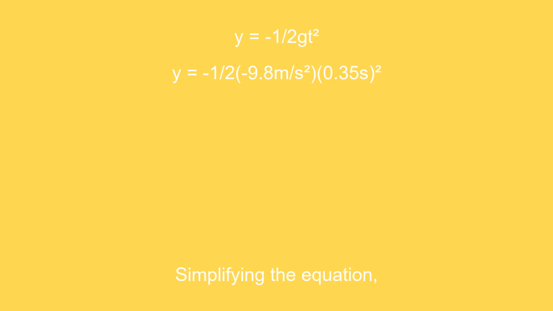Lastly is our height. To get the height, we use the formula height is equal to negative 1/2 times gravity multiplied by time squared. We place our given, which translates to negative 1/2 times negative 9.8 meters per second squared multiplied by 0.35 seconds squared. Simplifying the equation, we get negative 1/2 times negative 1.2005 meters, and when solved, gives us our height, 0.6 meters.